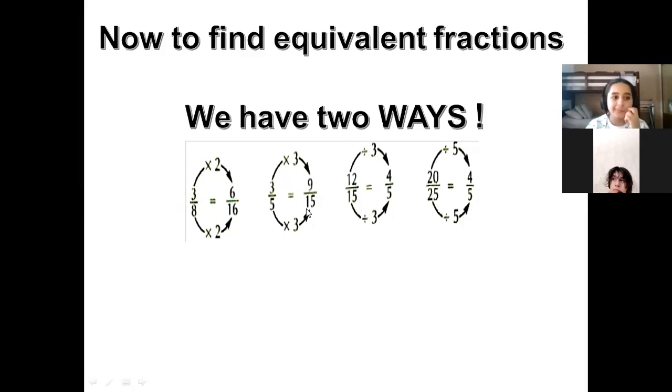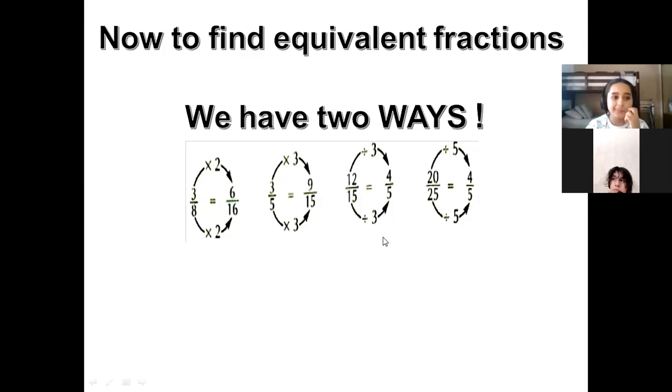3 over 5, 9 over 15. If you multiply by 3, you get 9 over 15. Now, why did we choose 2 and 3? It doesn't matter. In multiplication, you can multiply by any number you want except number 1, because if you multiply by 1, you get the same thing in the end.